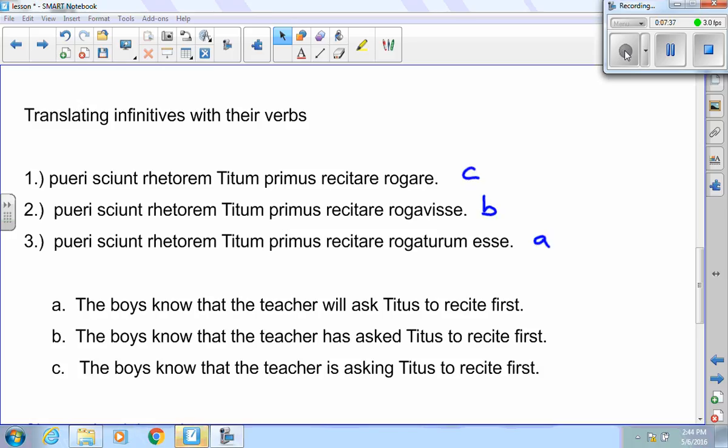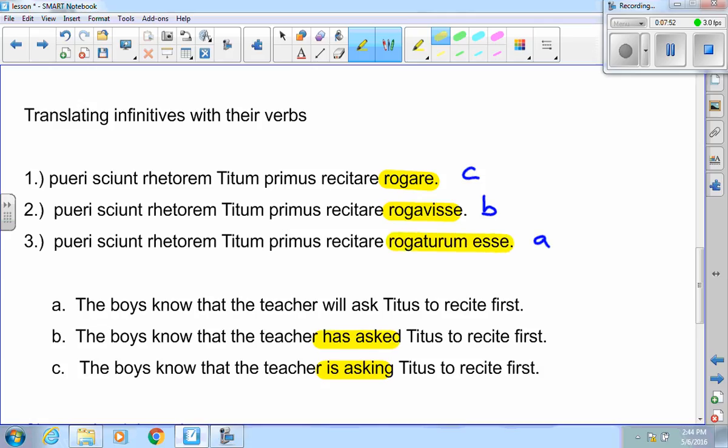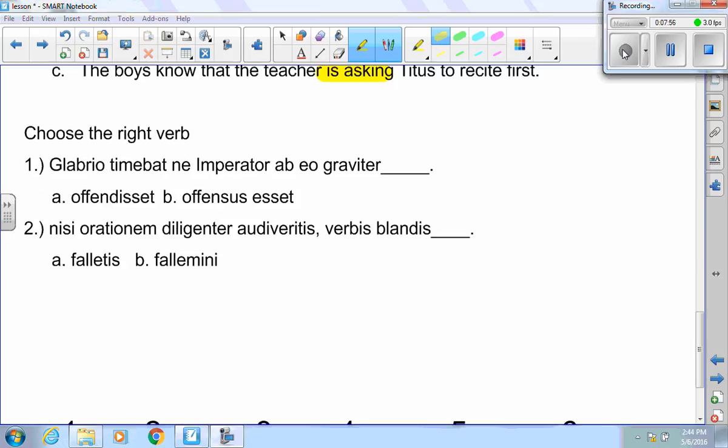This goes back to our same time, before, and after. So if I have the present, it's going to be same time. That's why I get is asking as the present. This rogavisse has happened before, so I need a has asked. That's why it gets B. Rogaturum esse is future, so it happens after, and that's why I will get will ask.